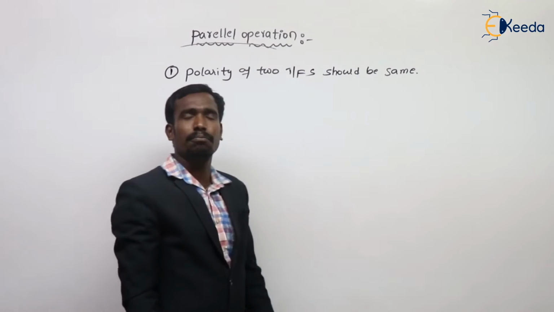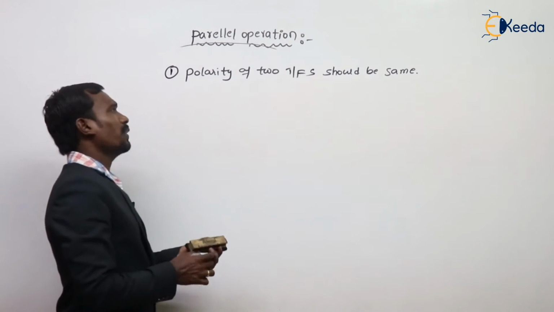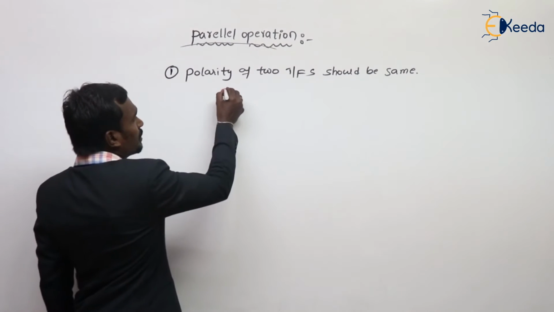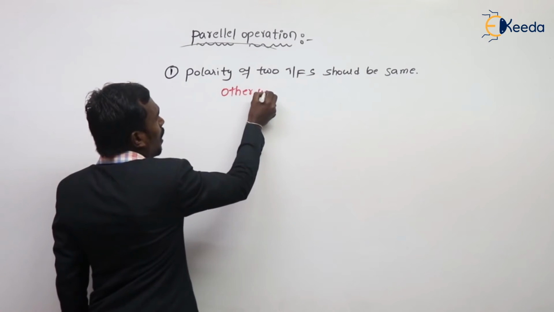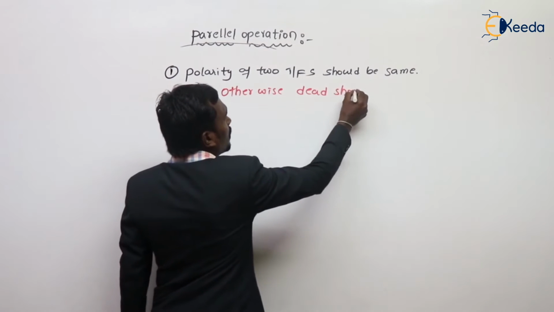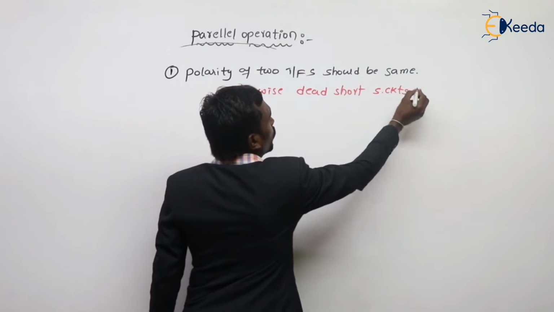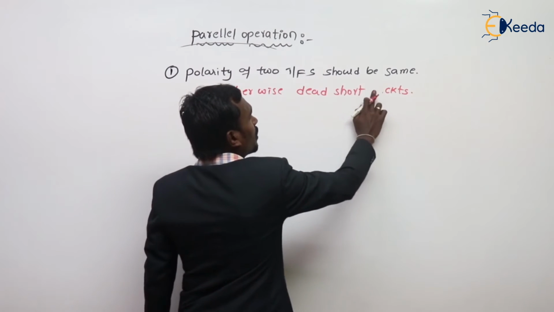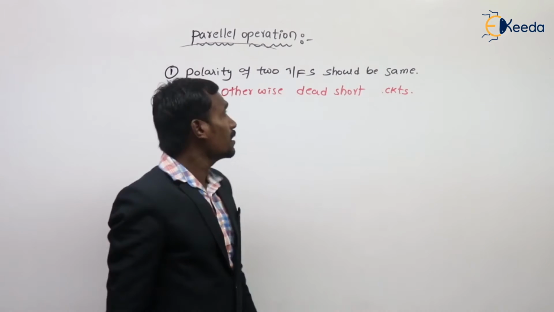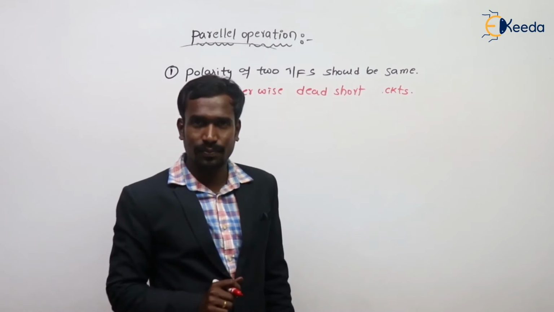I already told you about this in the polarity test. Sir, if the two transformers' polarities are not the same, what happens? Otherwise, dead short circuits will take place, which damages the machines. This is the first and most important condition, polarities.